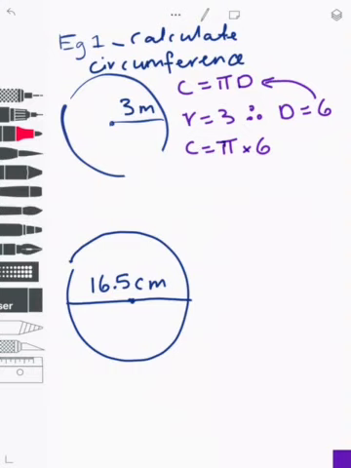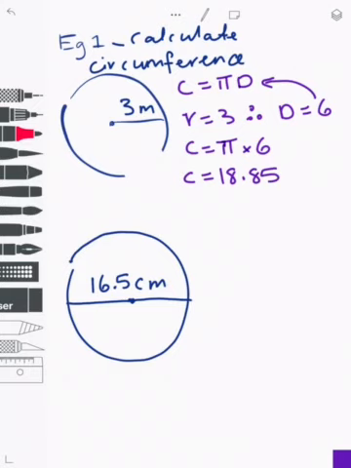Pi times 6 equals 18.849555592. So we're going to round that off to 2 decimal places, because I like to round off to 2 decimal places, where circumference equals 18.85. Now, that answer there is incomplete, because one, I haven't indicated what measurement that's in.